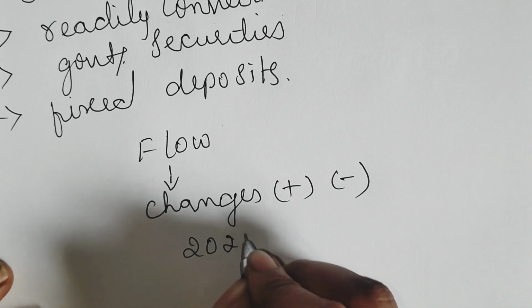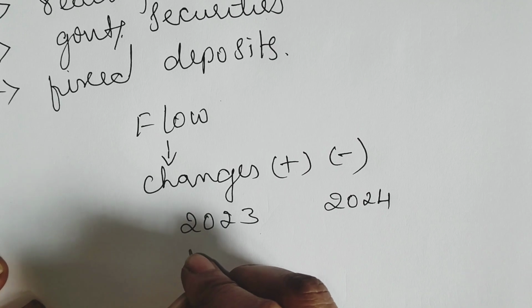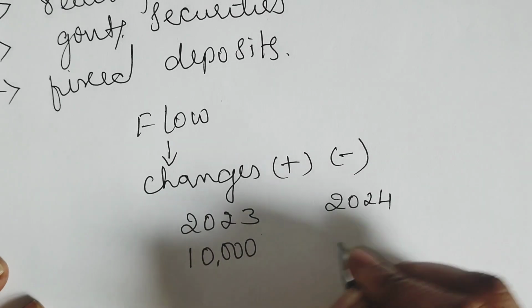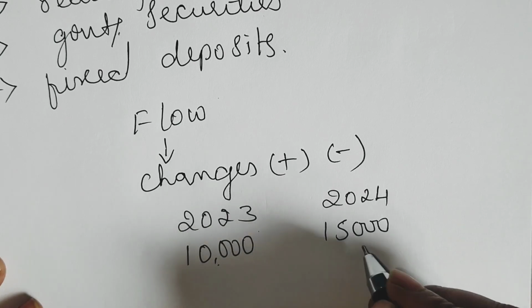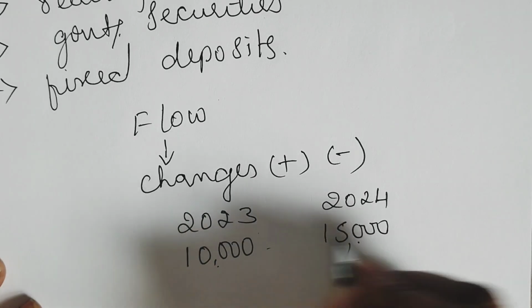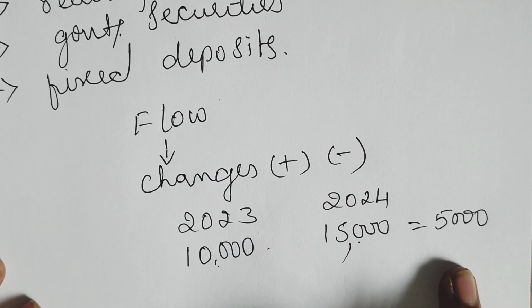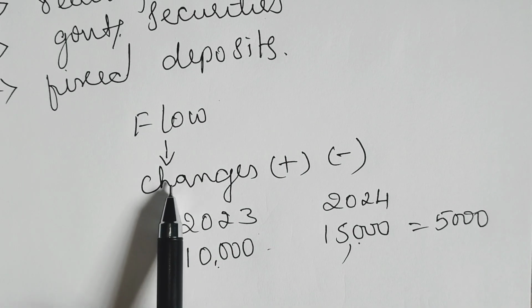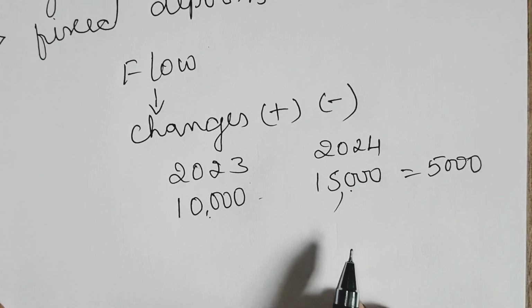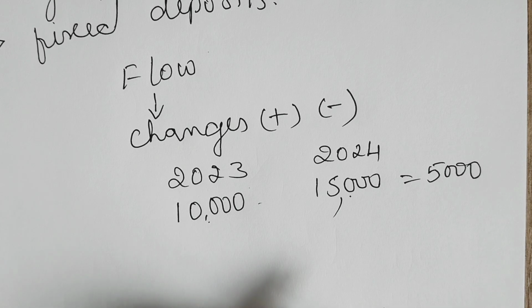Example, if in 2023 your debtors were 10,000 and in 2024 they were 15,000, you are not recording either the 10,000 or the 15,000. You are recording the difference, 5,000. That is why under the cash flow statement, the changes will be recorded. The opening cash balance will be given, and your closing balance you need to match with the closing balance of the cash.